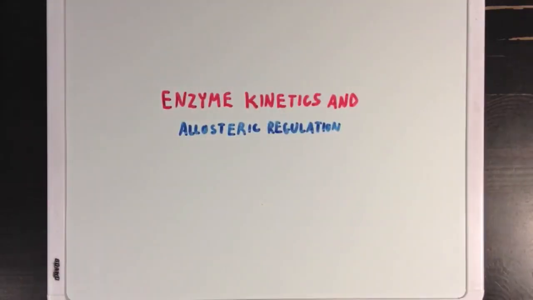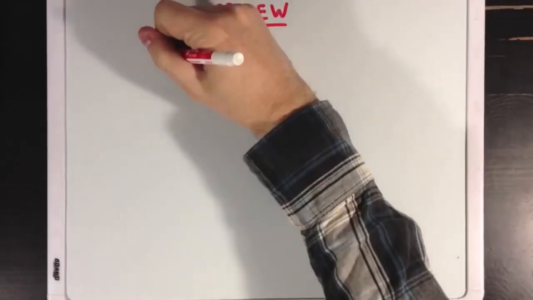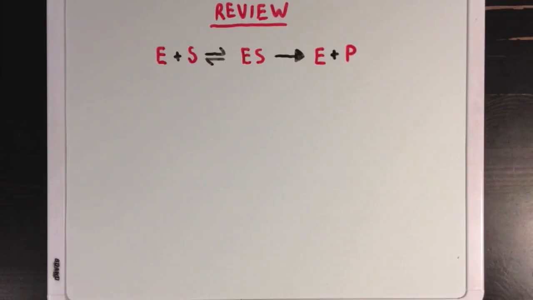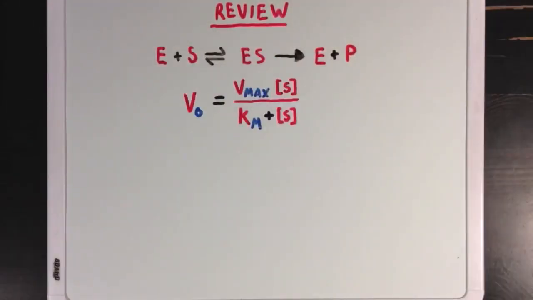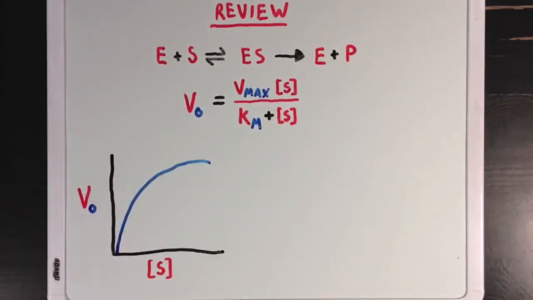So today we're going to talk about how allosteric regulation can affect enzyme kinetics. But first, let's review the idea that an enzyme's catalysis can be divided into two steps. First, the binding of enzymes to substrate, and second, the formation of products. And using this information, we can derive the Michaelis-Menten equation, which allows us to look at an enzyme's rate of product formation with respect to substrate concentration.